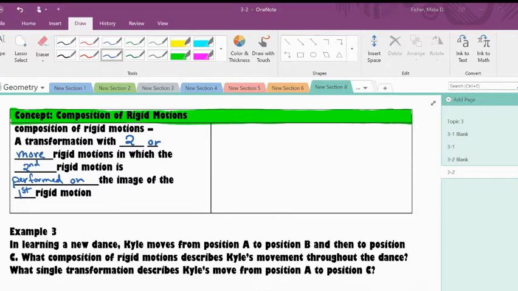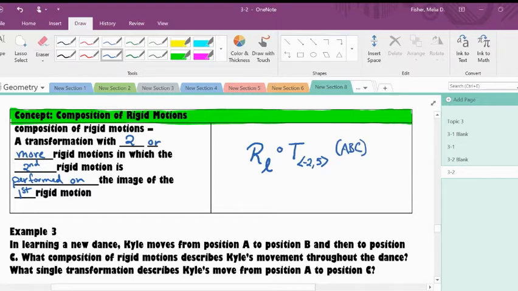So the notation for this, we're going to use that capital R. Try to remember what capital R meant. It's going to mean a reflection across a line. And then we have this open circle, and that is our composition notation. And then let's do a translation, left 2 and up 5 on the original shape.